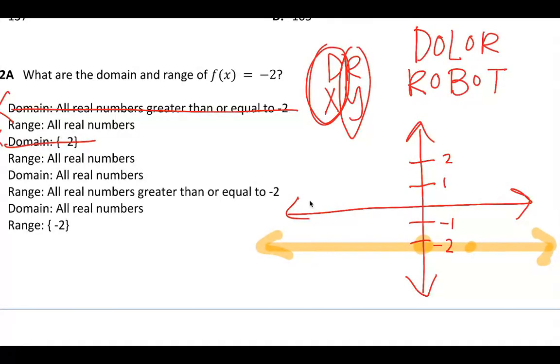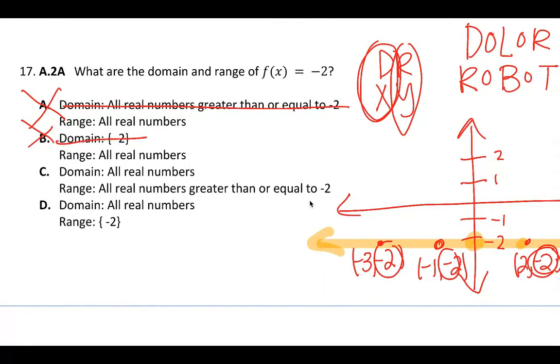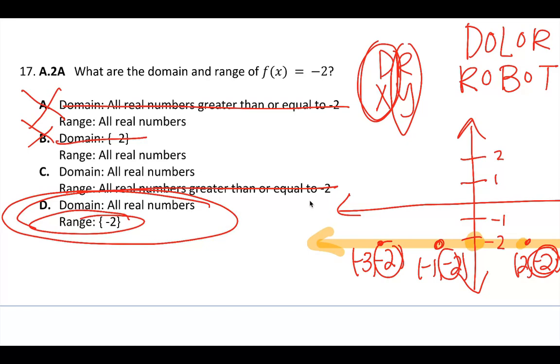Range is bottom to top. Well, the range is always going to be -2. Like I'm always on this line. I'm over -1, -2. Over -3, but I'm still going down that -2. Like on this line, I'm always going to be at -2. It's not going to be any other number. So it's not going to be all real numbers greater than or equal to -2. It's only -2. So answer choice D is the correct answer.